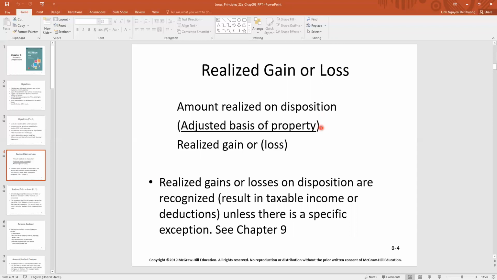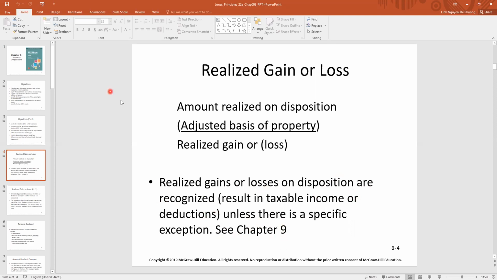All right. Now, the realized gain or loss on the disposition will be recognized. It means that we need to pay tax on that. There will be some situations where realized gains or losses on the disposition are not recognized. It means that we don't have to pay tax on that. And these exceptions we will discuss in chapter 9.